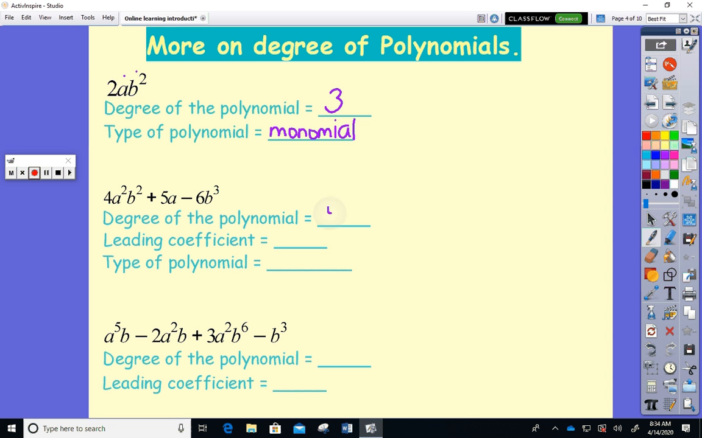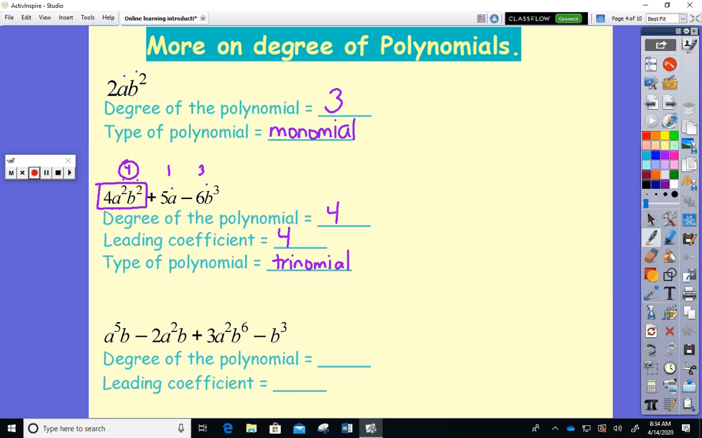If you said 4, you're correct, because 2 plus 2 is 4, a to the first is 1, b to the third is 3, 4 is highest. Okay, go to your leading term. The leading term is the one that gave you to the fourth power. So what is your leading coefficient? Also 4. Now, what type of polynomial is it? Not by degree, because these are mixed letters, so you don't really get into the whole cubic, quintic, quartic thing. What's the type of polynomial by number of terms? Trinomial. 3 terms total.